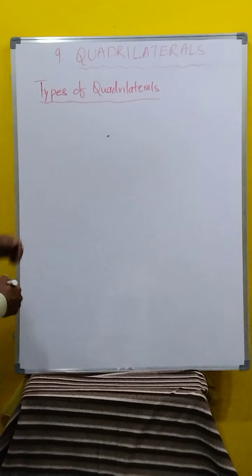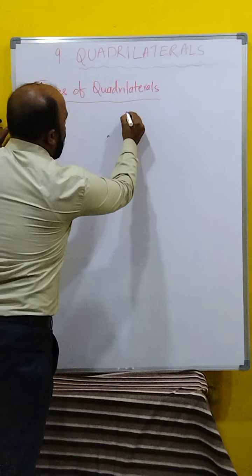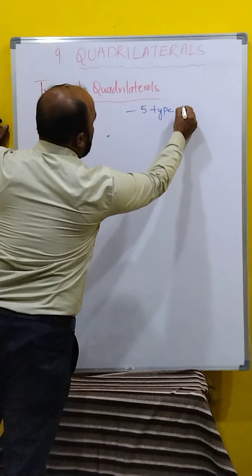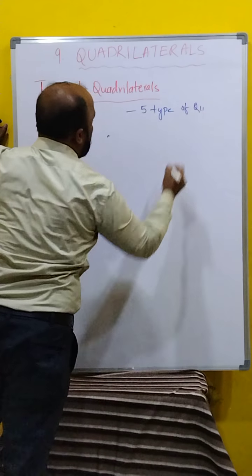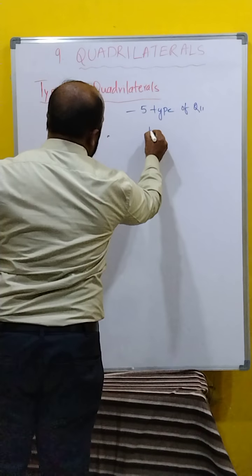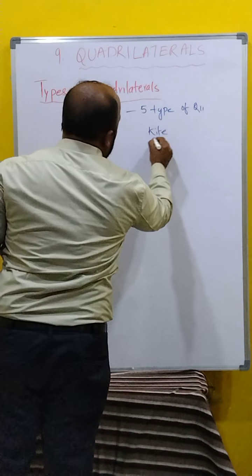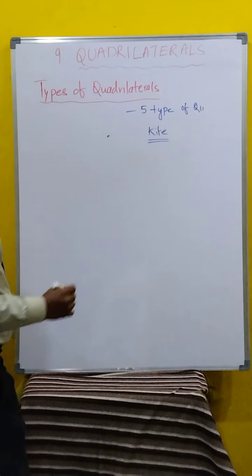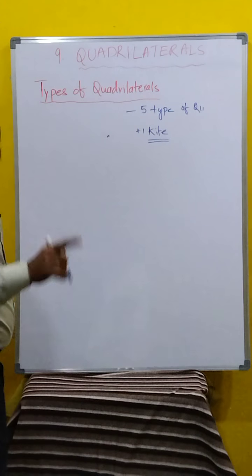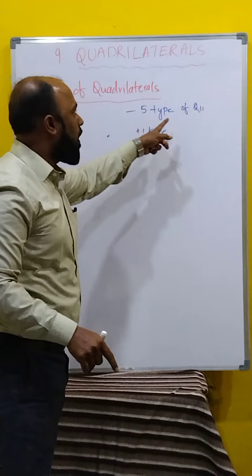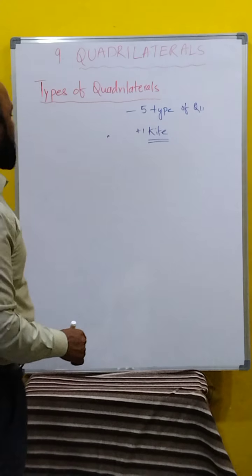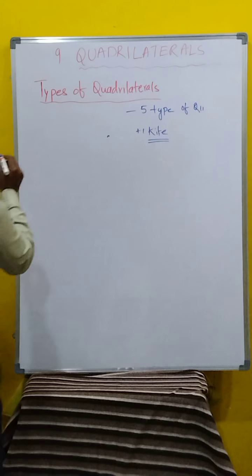Here we have five types of quadrilaterals, and one more also there, that is a kite. That is a special type of quadrilateral. Actually, 5 plus 1, how many? Total 6 are there, but generally we'll say only 5 types of quadrilateral, but kite is a special type of quadrilateral. What is that one?